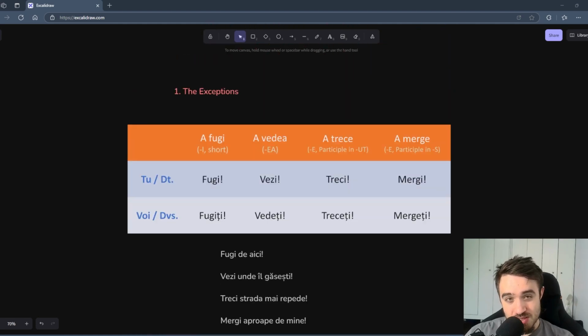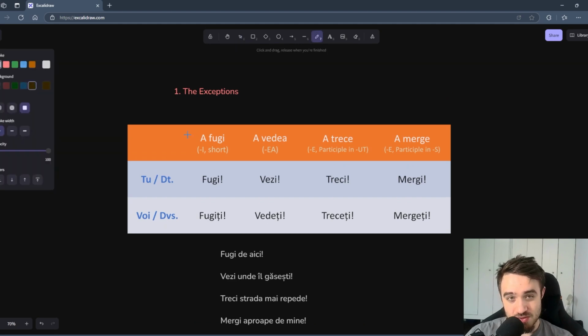And the exception means covering the imperative in these specific conjugations. So the I ending, short form, the EA ending, and these two E endings. For these, you get the second person singular.